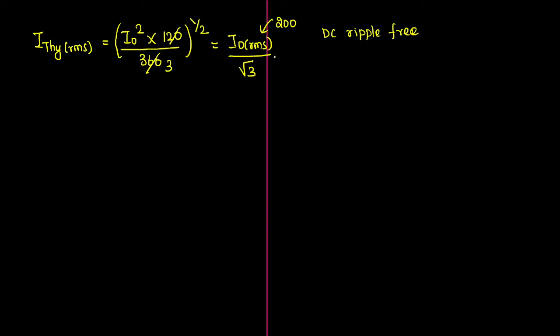So you can substitute that value here. So what is the expected answer? 200 by root 3. You'll be getting 115.47 ampere. I hope you guys also got the same one, right?